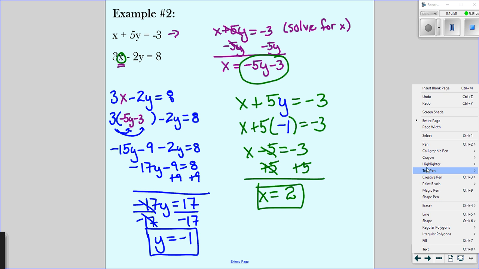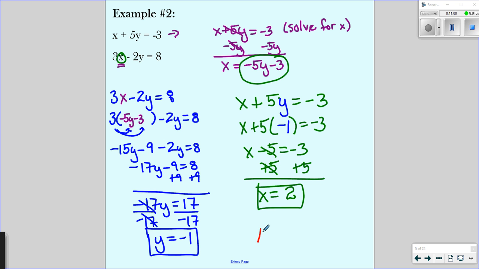And I found x. So now my final answer will be in the coordinate form of x, y. So that's (2, -1). Make sure that you put it in order. So it's x, y. X goes first, your y value goes second. And that's your answer.